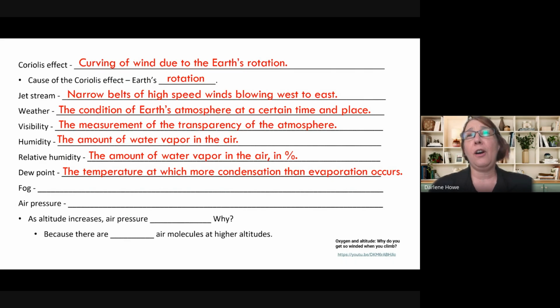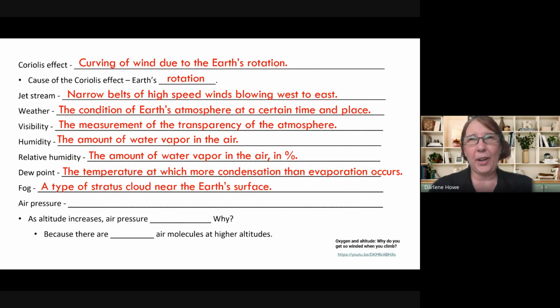Okay, fog. How do we describe fog? Fog is simply a low cloud. It's a type of stratus cloud that is near the Earth's surface. A very low cloud. Yeah, that one's easy.